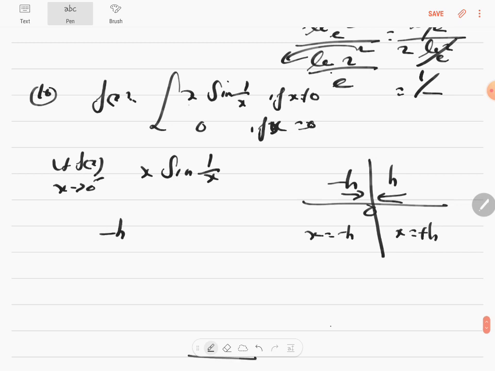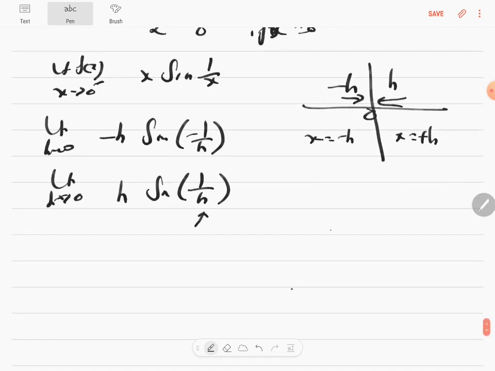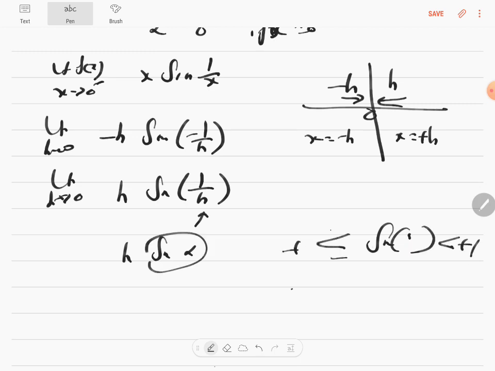So it will be minus h into sine of minus 1 by h, limit h tends to 0. Sine of minus theta is minus sine theta. So h into sine of 1 by h. Limit h tends to 0 means this is becoming infinity. So h into sine of infinity. And do you know that sine of any value is going to lie between minus 1 and plus 1. Doesn't matter for sine infinity, it's still going to lie between minus 1 and plus 1, correct? So irrespective of the value, when you substitute h as 0, the answer is going to be 0 only. Thus the left hand limit is 0.